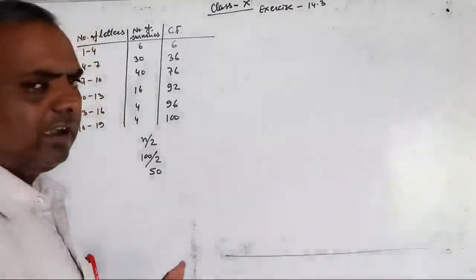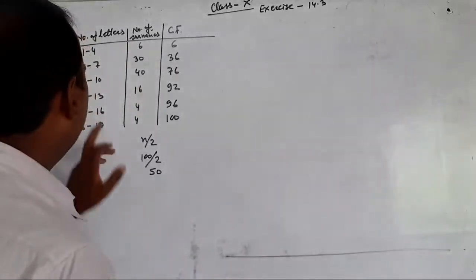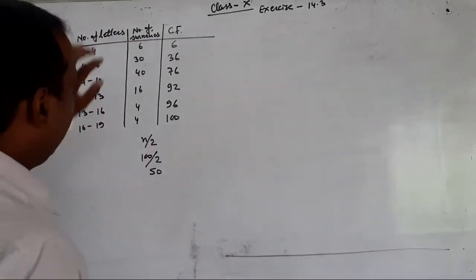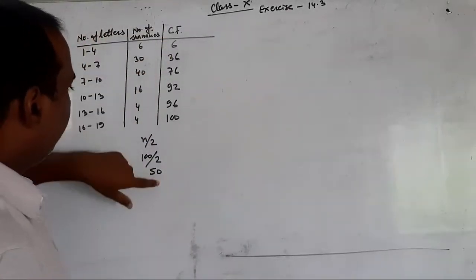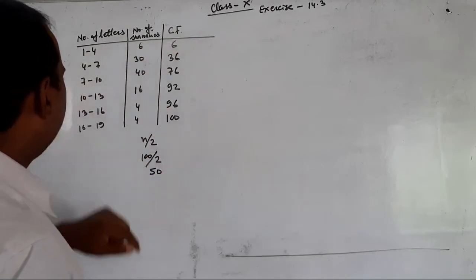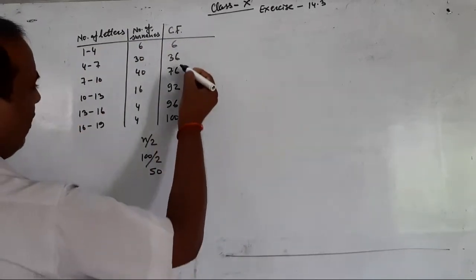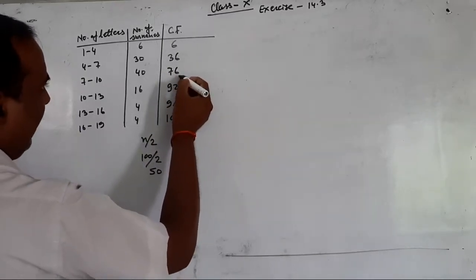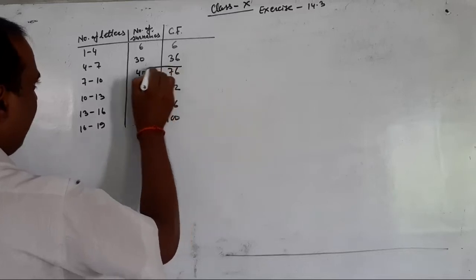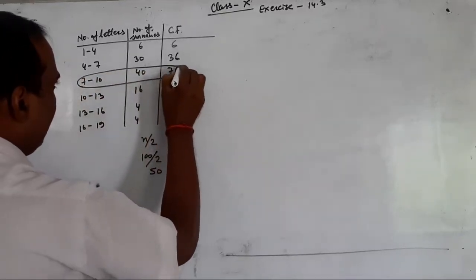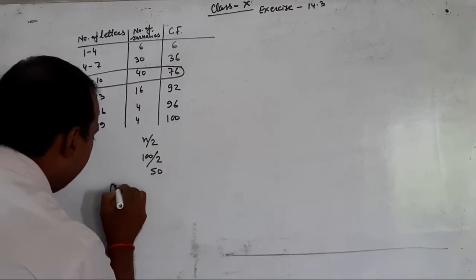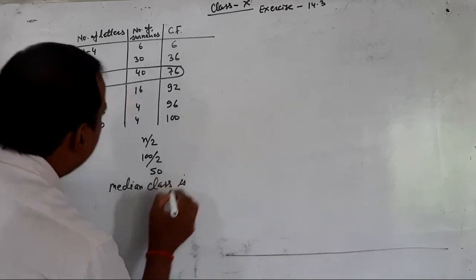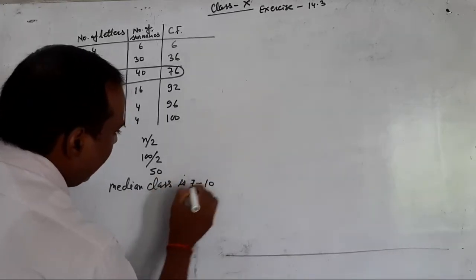Now we have to determine at first the median class. Here n by 2 is 50 and we have to see 50 in which class interval. So 50 is greater than 36 and less than 76. So our median class is 7 to 10. It means median class is 7 to 10.